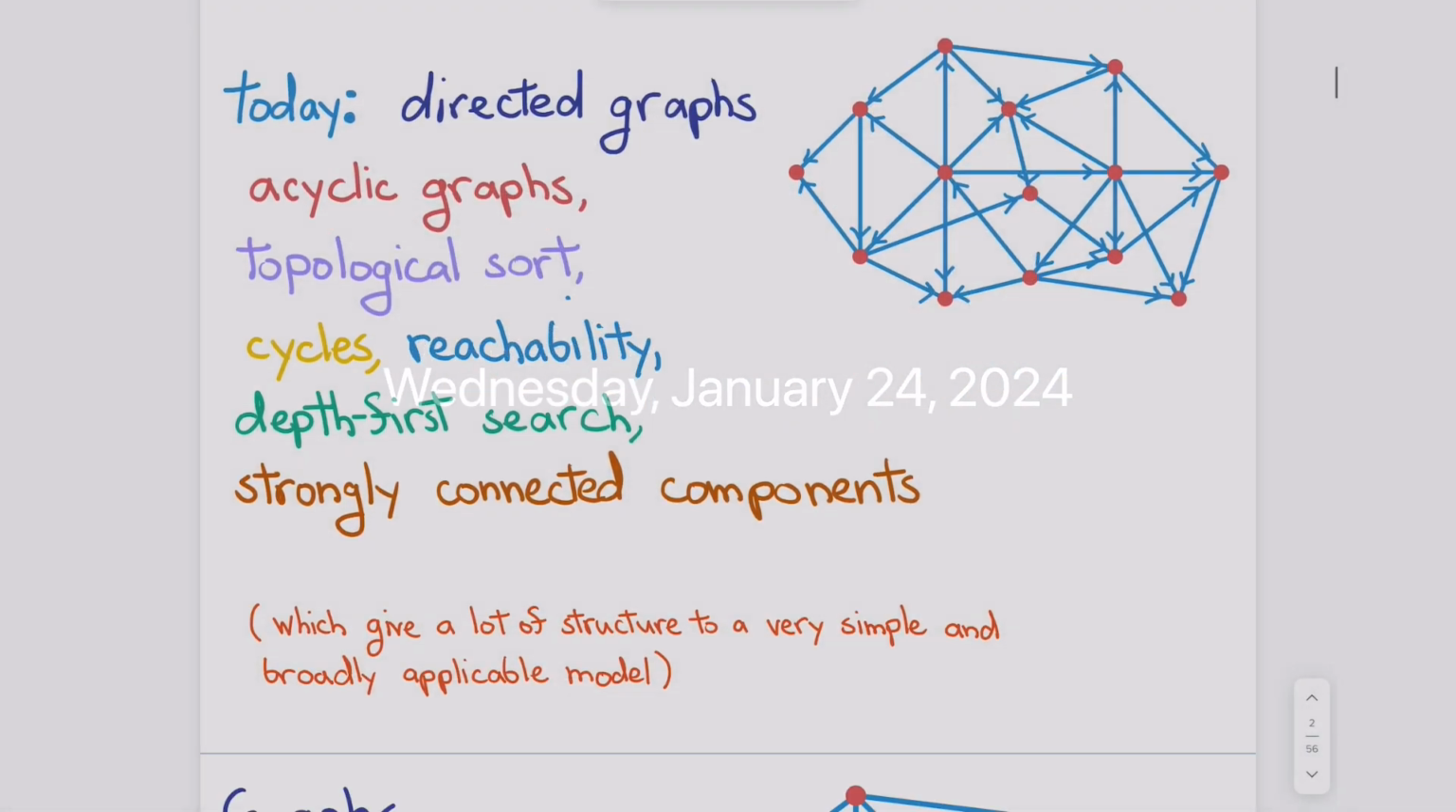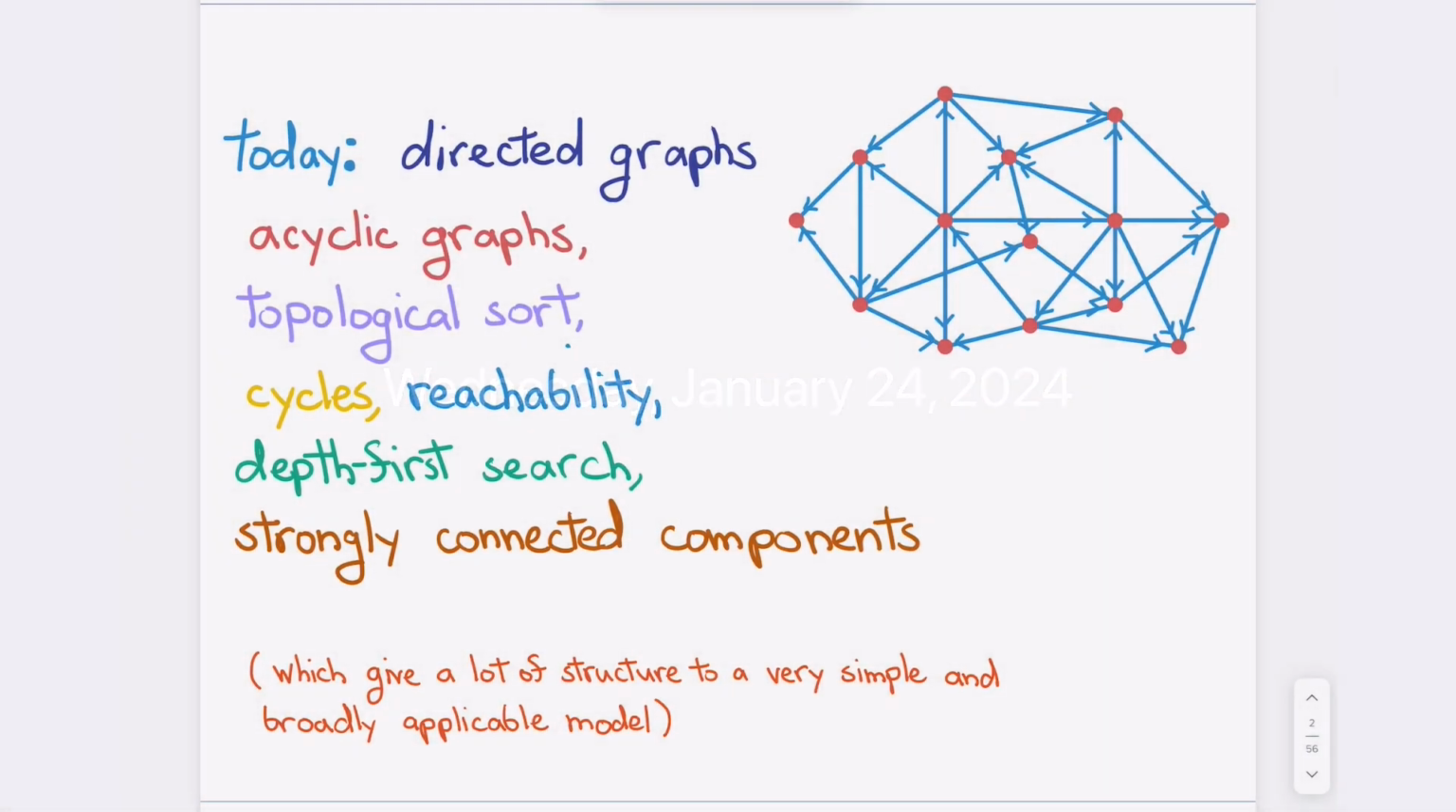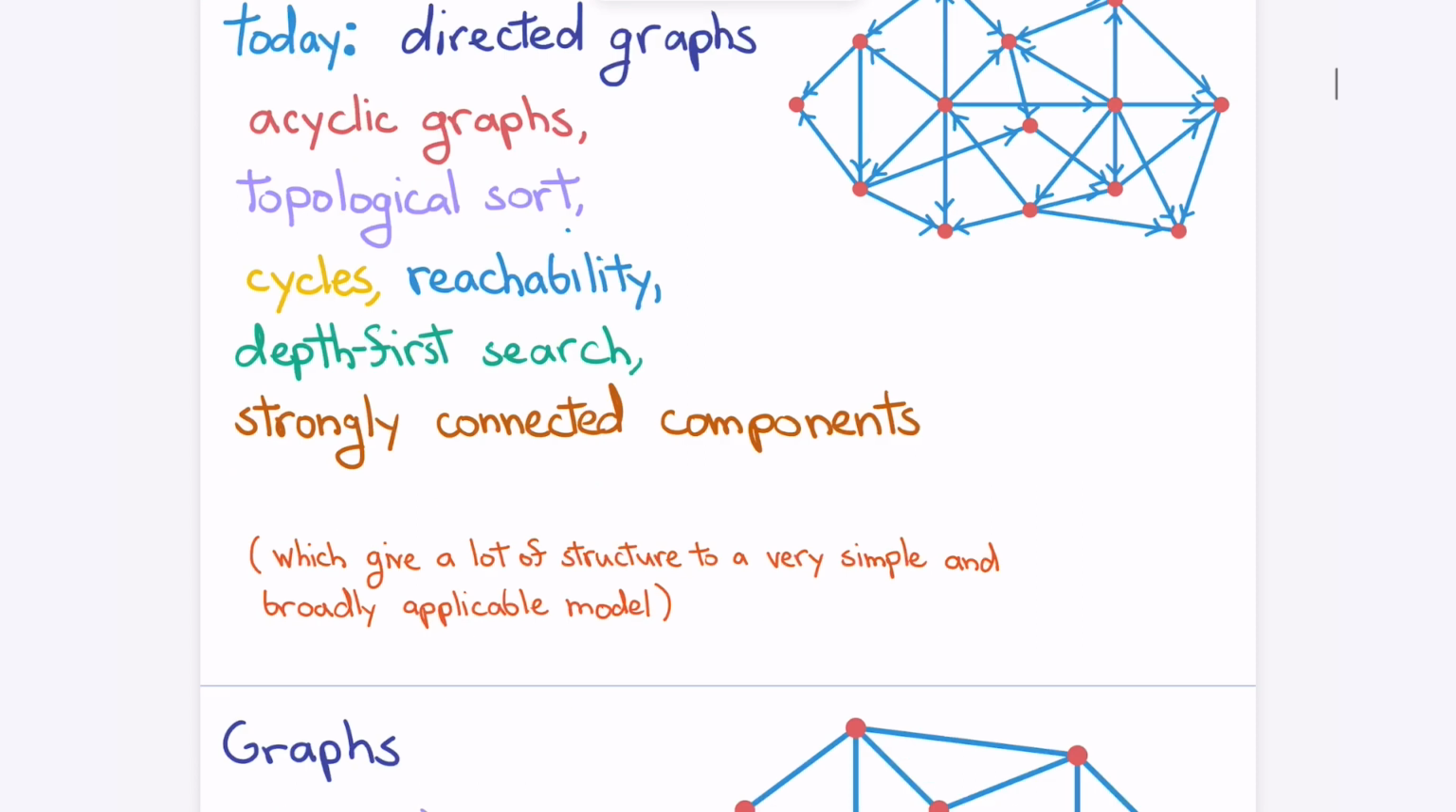Okay, then let me get us started a little bit on graphs and we'll keep going on Friday. So, graphs are fun. We're going to talk today about directed graphs and, well, we won't really cover these things, but we'll start talking about acyclic graphs and something called topological sort.